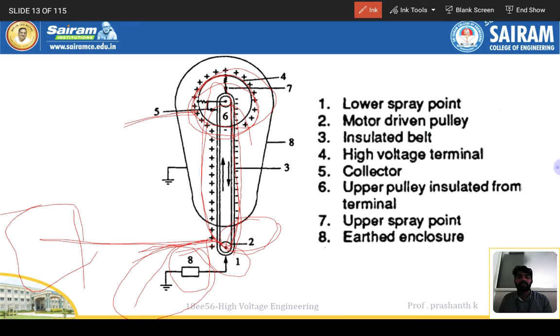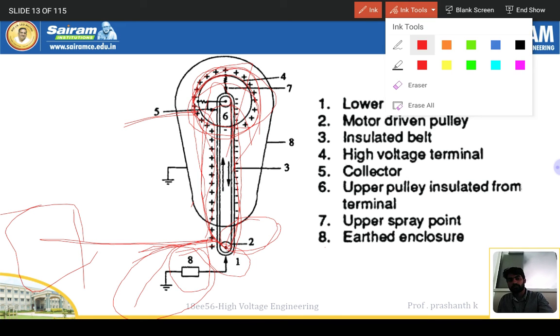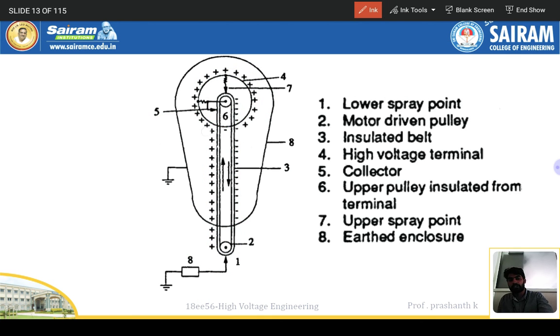The upper spray point sprays whatever we are injecting, electrons or positive ions. It will be spraying like this. See, the movement is like this. The movement is positive, and here to here it is spreading, and here negative. And the earth enclosure is here. So this is a Van de Graaff generator to generate high voltage. At the surface we get high voltage, because higher potential occurs here and lower potential here.